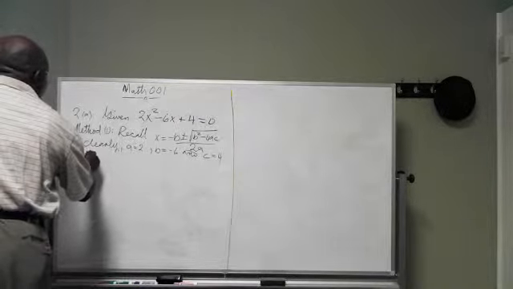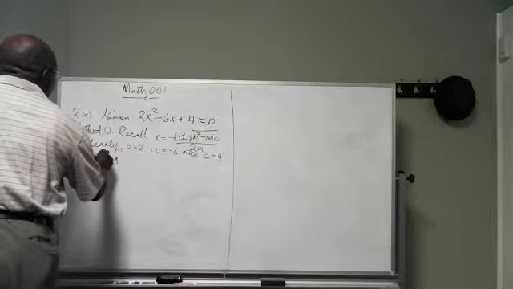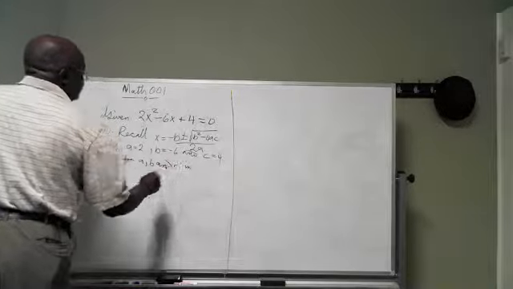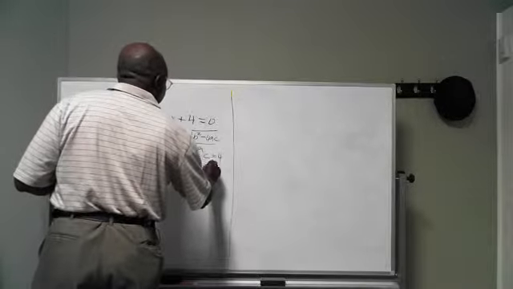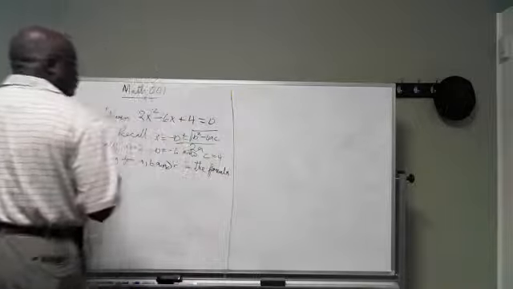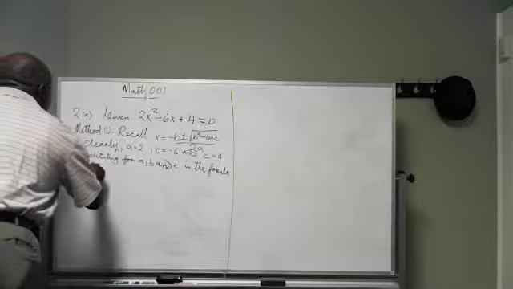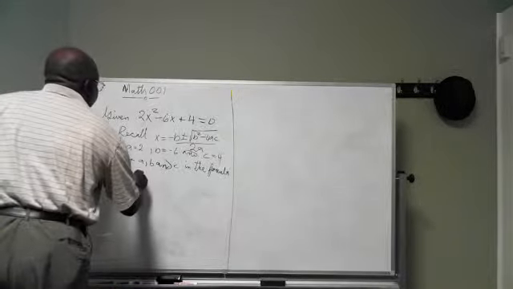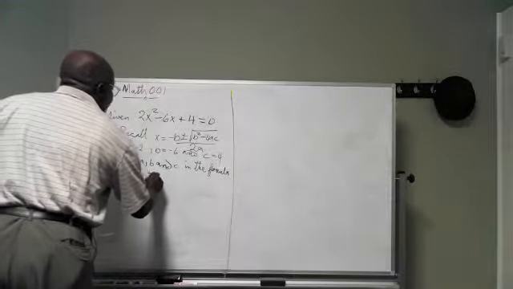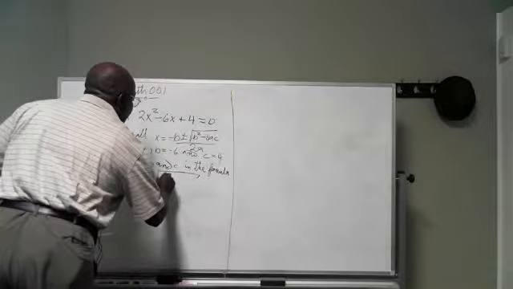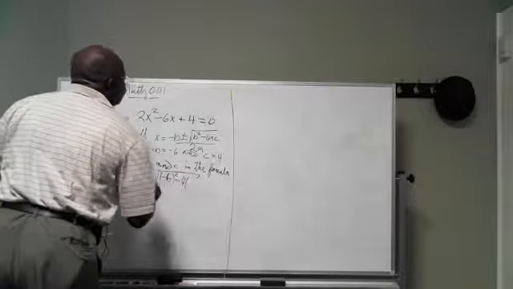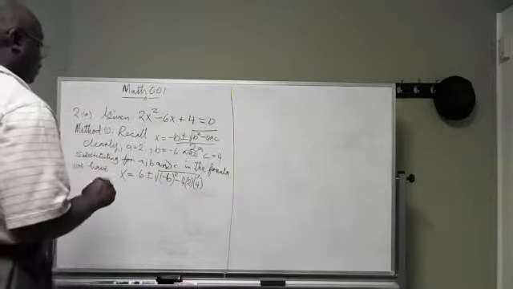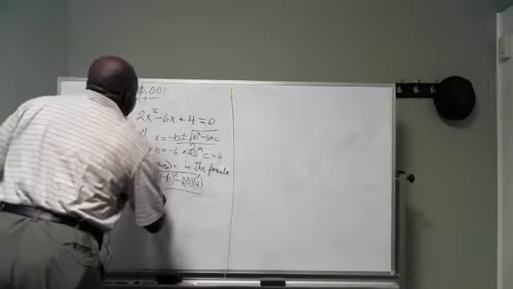Substituting for a, b, and c in the formula, we have x equals 6 plus or minus the square root of minus 6 all squared minus 4 into 2 into 4, all over 2 into 2.